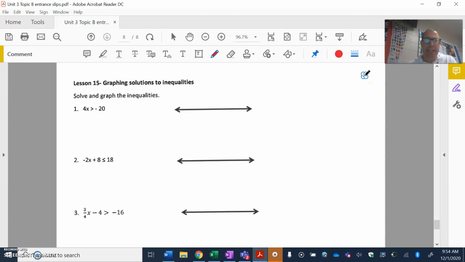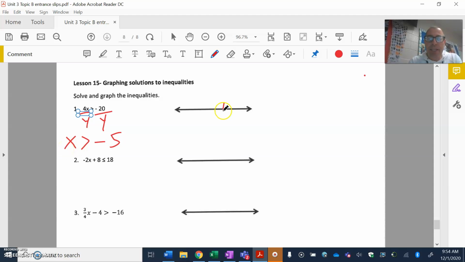What we're doing here is, again, using your solving equation skills. The only thing we've got to remember is if we multiply or divide by a negative, we've got to reverse that inequality symbol. So if we look at question number one, we are just dividing both sides by 4. Even though we're doing negative 20 divided by 4, which is negative 5, we divided by a positive, so we do not reverse the inequality symbol.